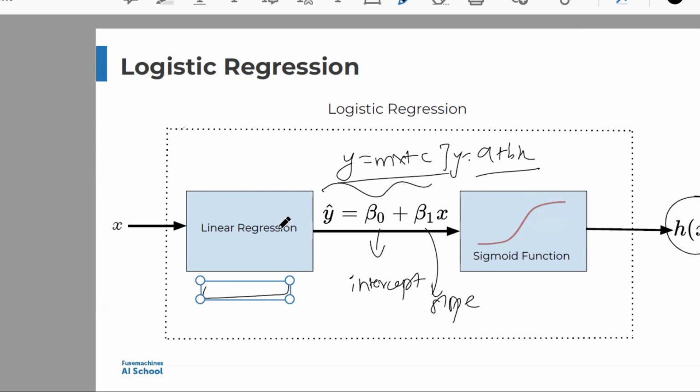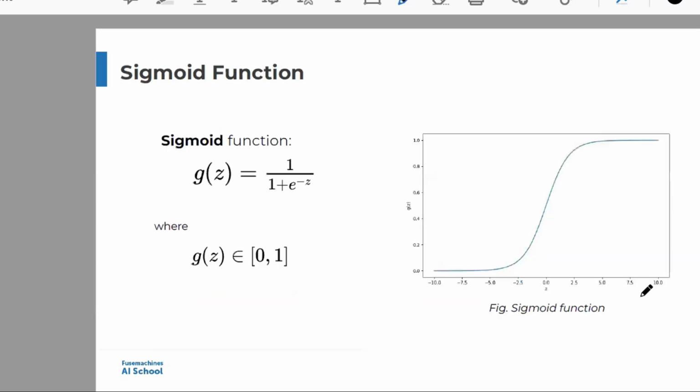So any such output we pass through a sigmoid function, and then we get an output h(x), and that is what logistic regression actually does. It combines the output and passes it through an activation function called a sigmoid function, and then we get a particular output. So let's see how exactly this works in a much simpler way.